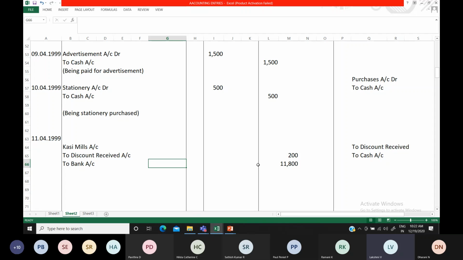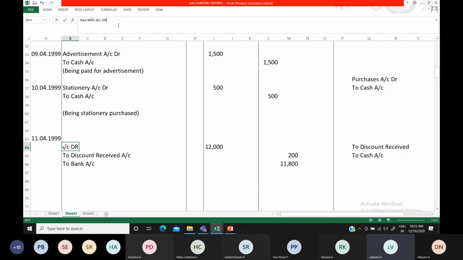Everything is tallied. Of the 12,000 purchase, he is giving me a discount of 200 and I am paying 11,800, which means 12,000 is getting tallied now. So that 12,000 only I have to make here, because every credit must equal a debit. 200 plus 11,800 means what? 12,000 amount has to be debited. Okay, so Kasi Mills account debit I have to mention.